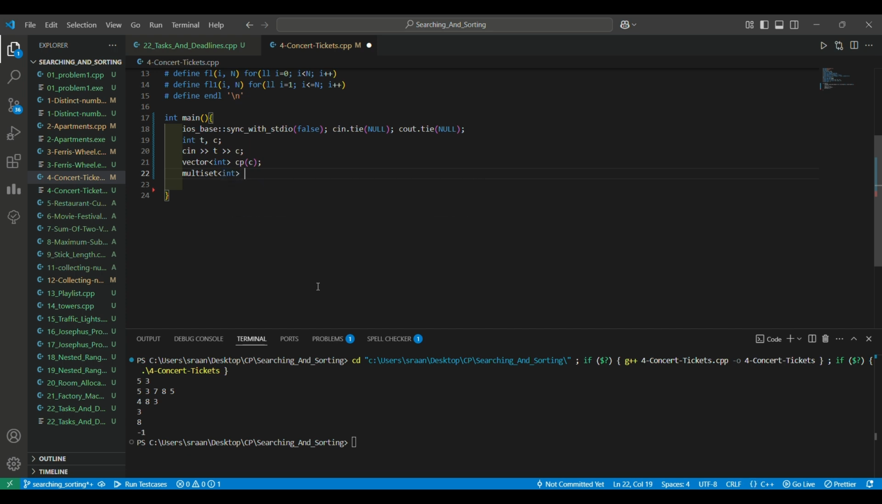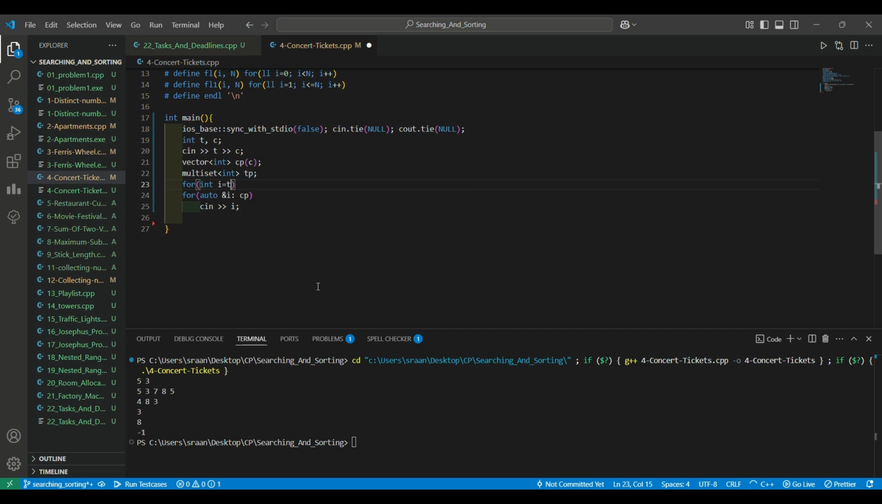Why are we creating a multiset? Because there could be 2 tickets with the same price. So if we create a set, then we would face that issue. Multiset tp. Then what we would do is for auto reference i from cp, we will take input for c customers. And because ticket prices are given before the customer prices, we will take ticket prices first.